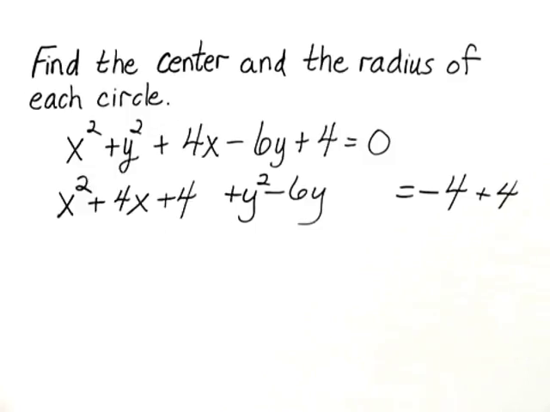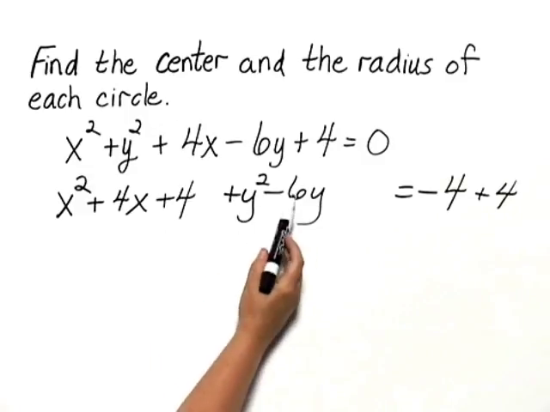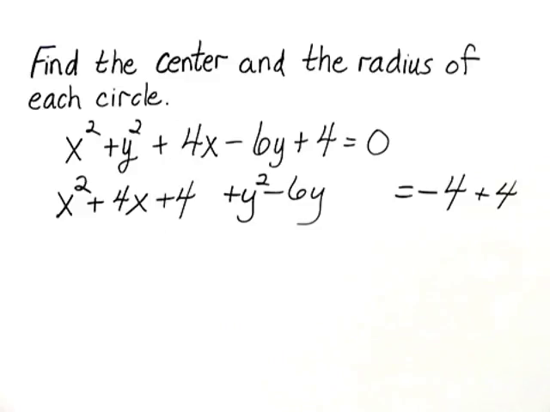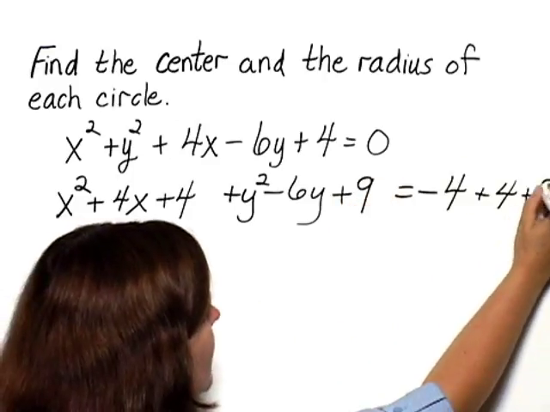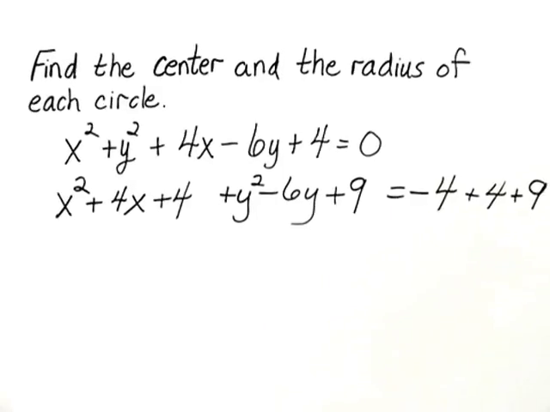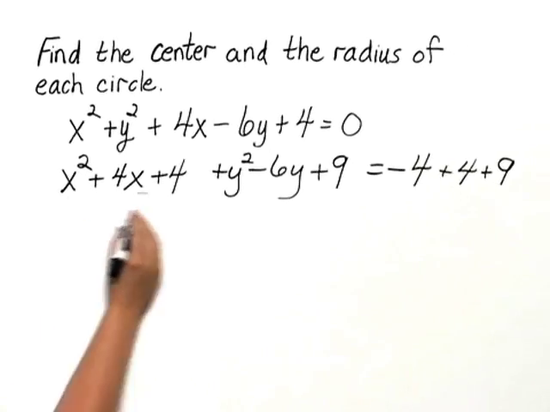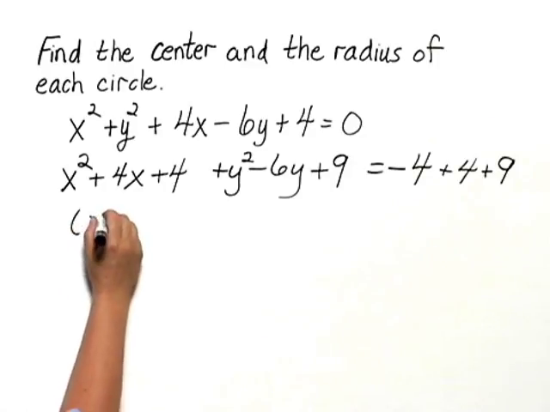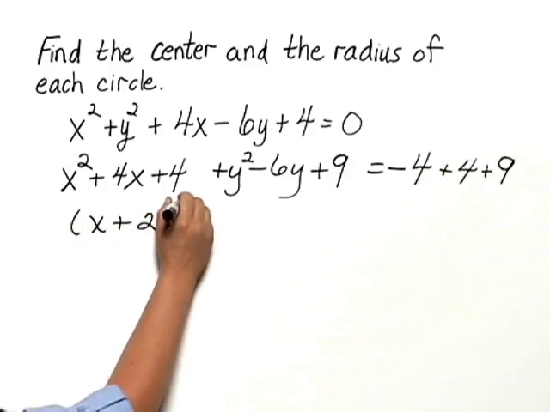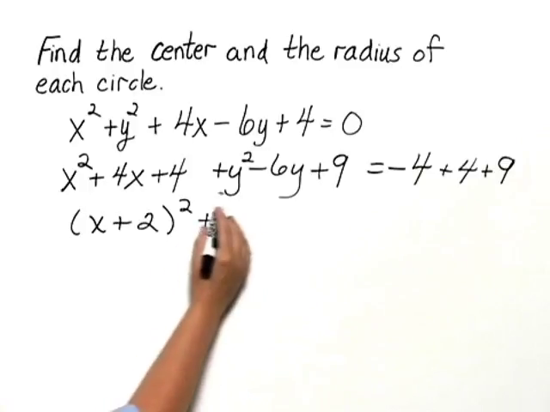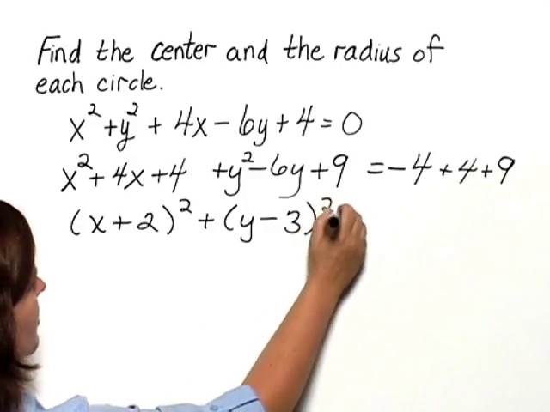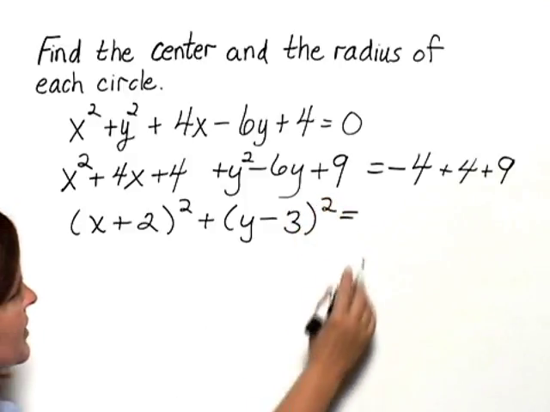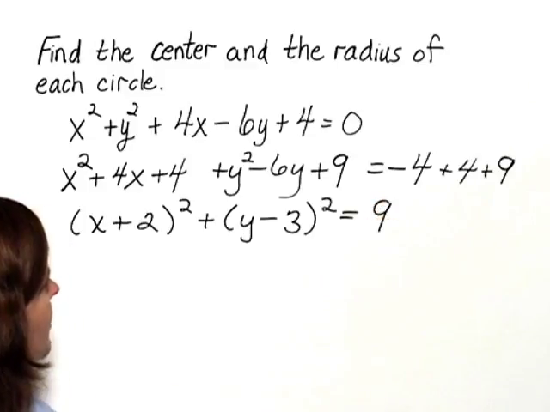Then for the y's, if I take half of the negative 6, I get negative 3. Negative 3 squared is 9. So I add 9 to complete the square for the y's, and I add it on this side as well. And what that allows me to do is factor this as the square of a binomial. That would be x plus 2 squared. And then factor the next 3 terms as y minus 3 squared. And on the right-hand side, when I simplify, I have 9.